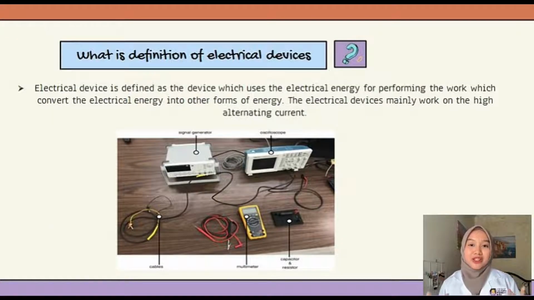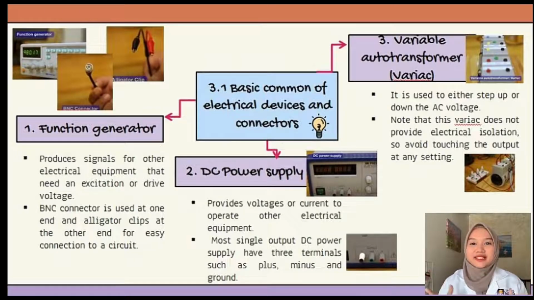What is the definition of electrical device? An electrical device is defined as a device which uses electrical energy for performing work, which converts the electrical energy into other forms of energy. For example, the electric bulb or tube light converts the current into light. Electrical devices mainly work on high alternating current. Firstly, let me explain some basic common electrical devices and connectors that are usually found in the physics laboratory.